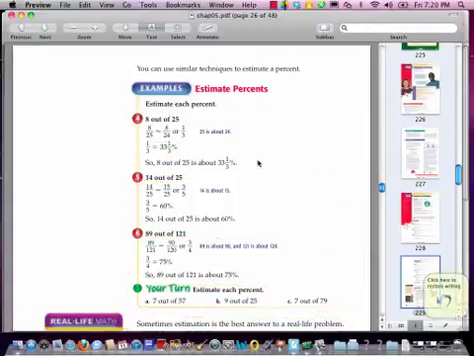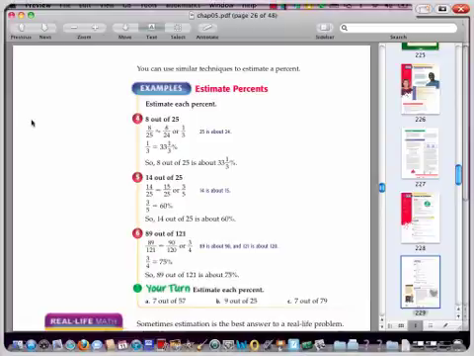All right, so let's check them out. 7 out of 57. That's an interesting one. This one might have been a little difficult for you to figure out. But if you think about the fact that there is a multiple of 7 that's pretty close to 57. 8 times 7 is 56. So let's try that. So let's say 7 out of 56.